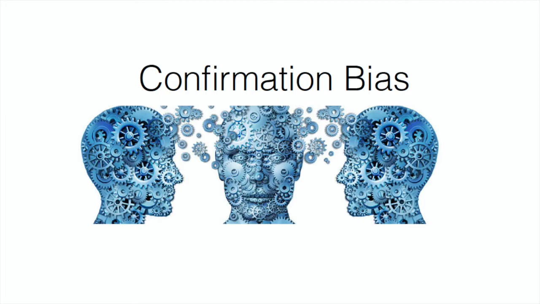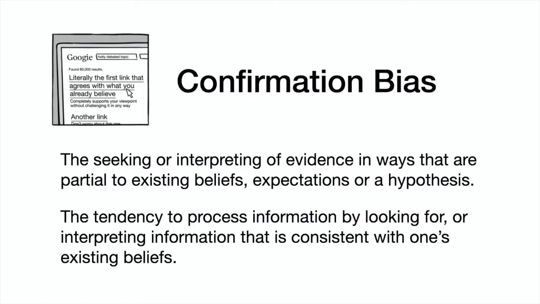It says literally the first link that agrees with what you already believe is what you click on in Google. So confirmation bias is the seeking or interpreting of evidence in ways that are partial to existing beliefs, expectations, or a hypothesis. We find what we look for, right? Another definition: the tendency to process information by looking for or interpreting information that is consistent with one's existing beliefs.